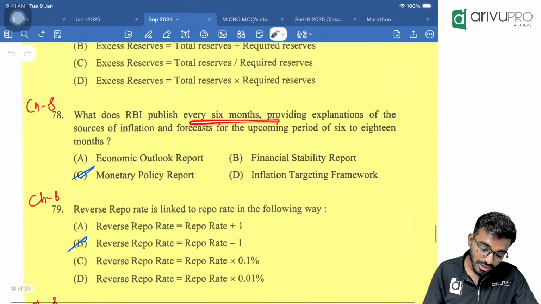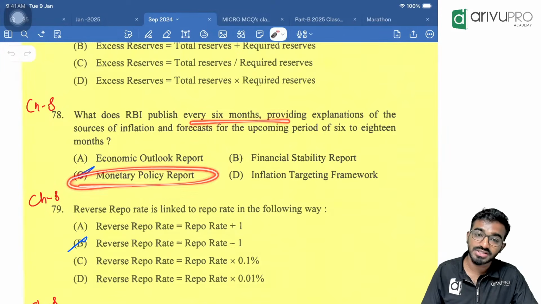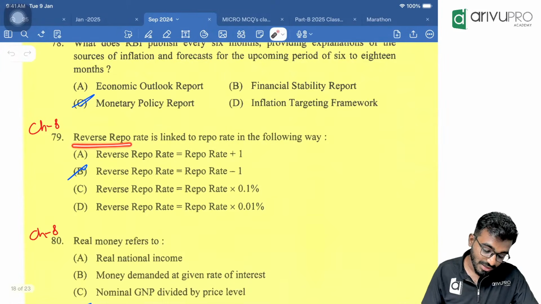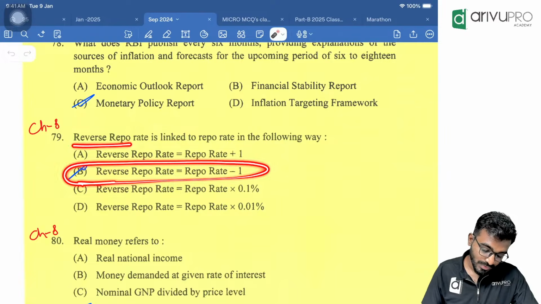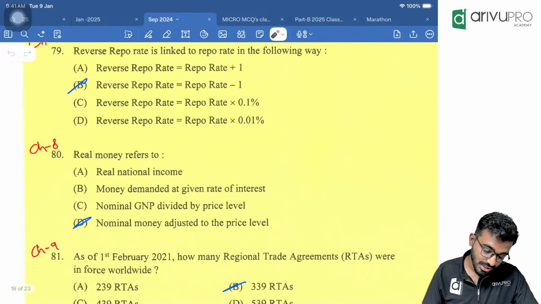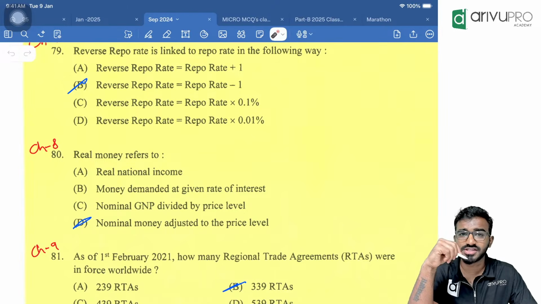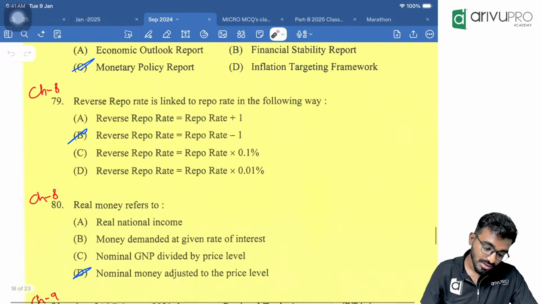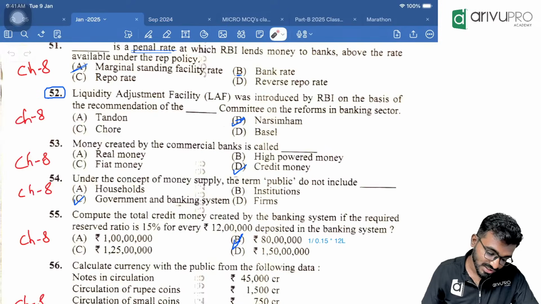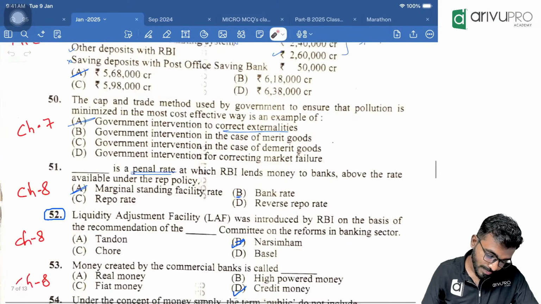What will RBI publish once in 6 months? Monetary Policy Report. Reverse repo rate is repo minus 1%. Real money is nominal money adjusted with the price level, same as the GDP deflator concept. Nominal GDP, real GDP. Clear? This is September 24. Next, January 25 term paper.